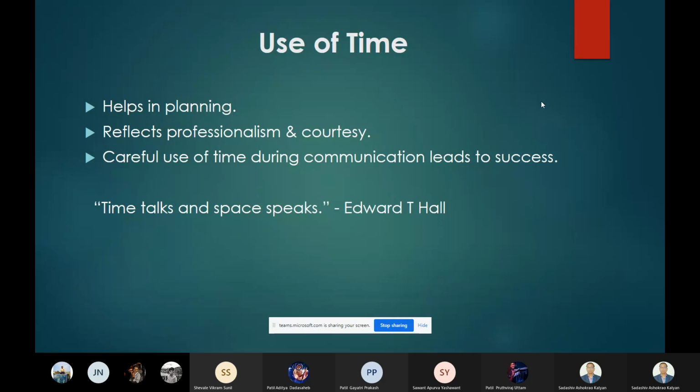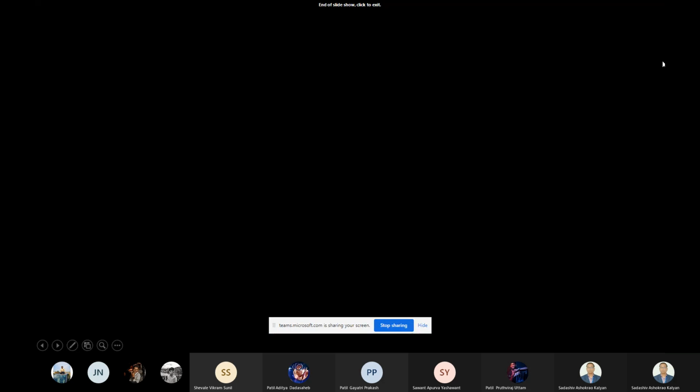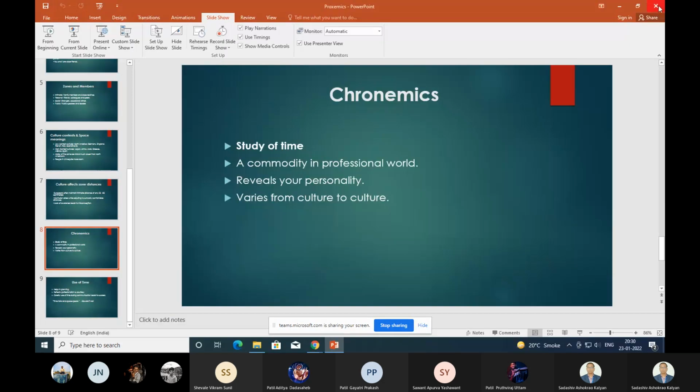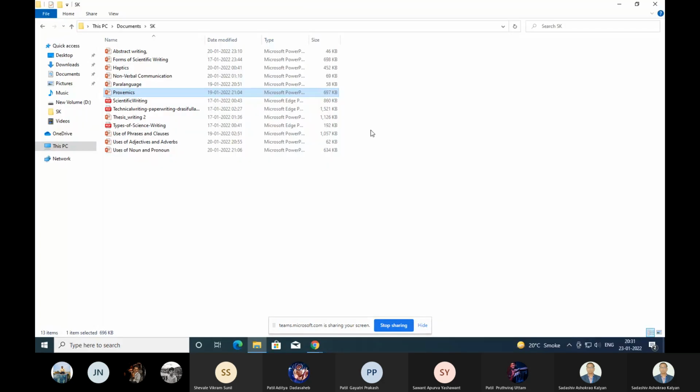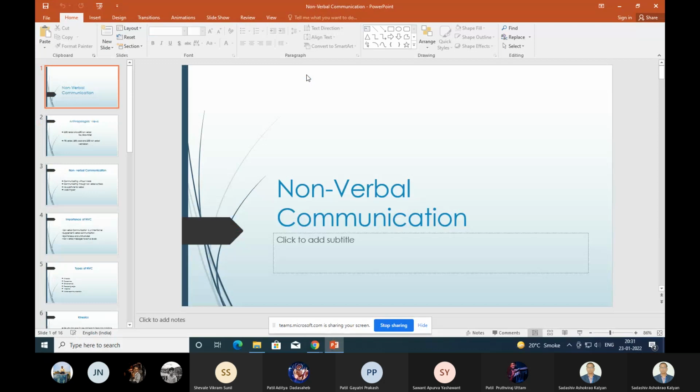Okay, time talk means how we are using our time. It is going to show our personality and how we are also trying to maintain the space. It is also trying to speak a lot. So that's why non-verbal communication is considered as one of the important parts of our future life. In short, what we have discussed in non-verbal communication, I'm just going to revise it briefly.